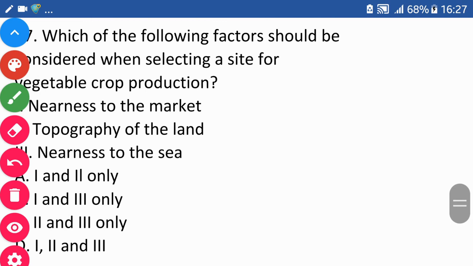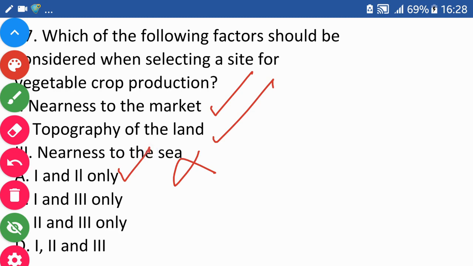37. So the following factors should be considered when selecting a site for vegetable crop production. Nearness to the market, true. Topography of the soil, true. Nearness to the sea, no, because it has no correlation with vegetable crop production. So the answer I is out. So the answer is A. I and II.